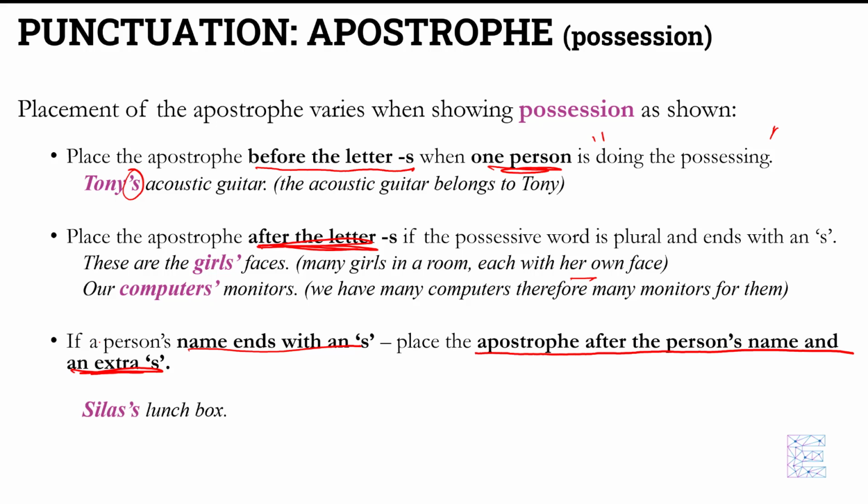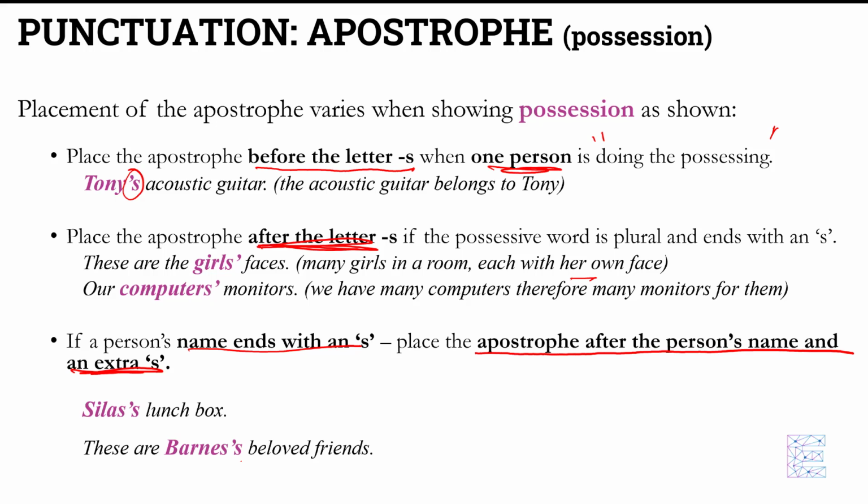So we're going to give Silas ownership of it by saying Silas's. So we put an apostrophe and an extra S at the end of that. Next example, you have a family whose last name is Barnes. These are the Barnes's beloved friends. So the last name ends with S, so you give them possession by adding an extra S with an apostrophe.